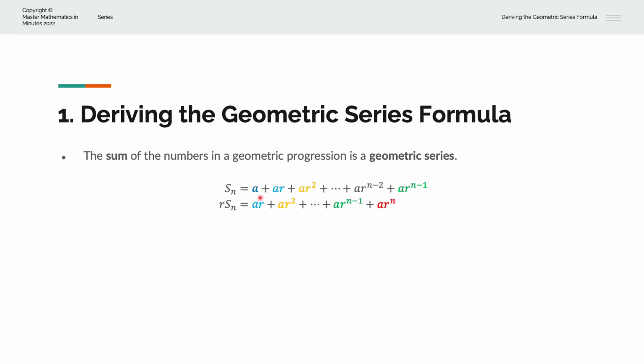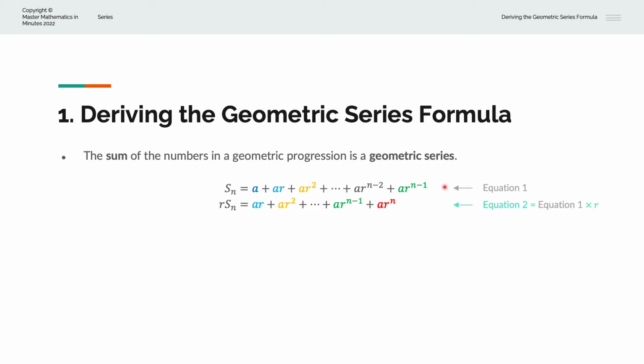So with the first term as a, the second term as a times r, the third term as a times r squared, and the final term as a times r to the power of n minus 1. And we'll add these terms together. And we'll denote that as Sn because we're summing across a total number of n terms. And that is called a geometric series. And we'll label that as equation 1.